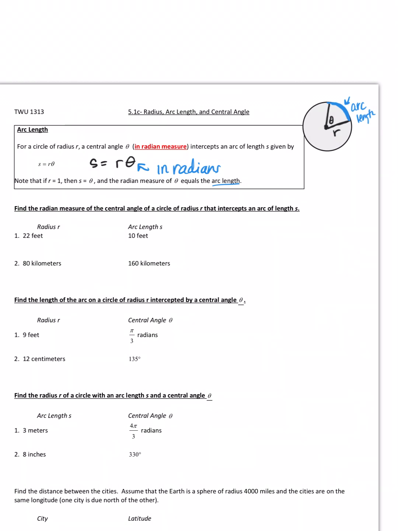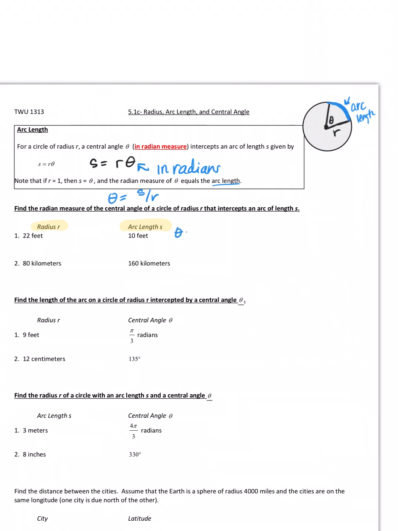First, it says find the radian measure of the central angle of a circle of radius R that intercepts an arc length S. So notice what they're giving us here. They are giving us radius and they're giving us S. So we need to rearrange our formula. We're finding the central angle, which is theta. So if I rearrange this to solve for theta, it's going to be S divided by R, right? So arc length divided by the radius.